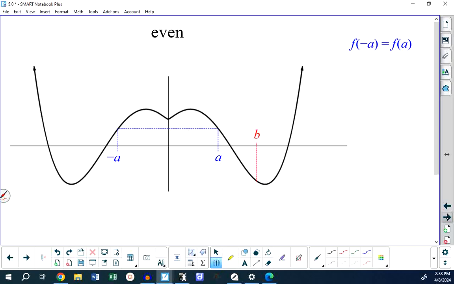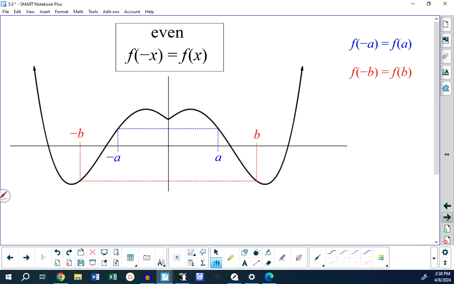I could take b. And this number where that horizontal line touches the y-axis would be f of b. What about negative b? It's the same number. And I hope you can see visually it doesn't matter where you go, to the left and the right, equidistant to the left and the right of the origin will be the same y-coordinate vertically. So what we conclude, since f of negative b and f of b are the same, is in general this is the case.